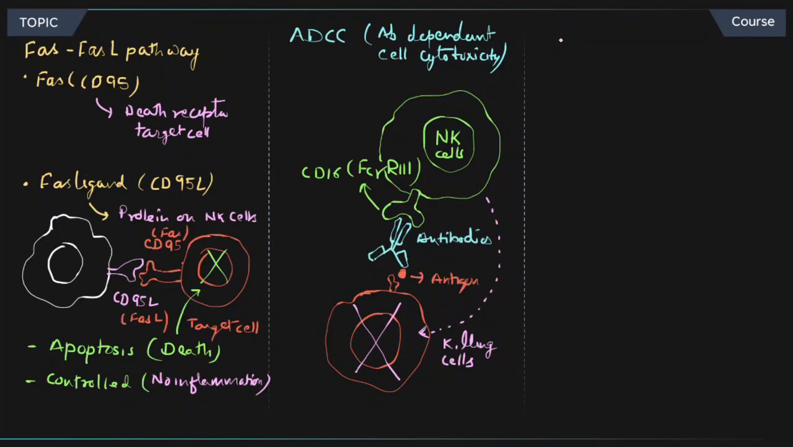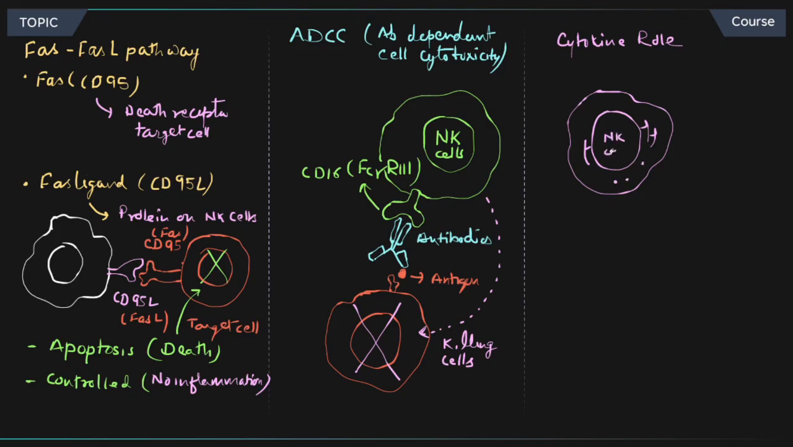Next one is cytokine associated NK cell function. So what is the role of cytokines? NK cells also produce different cytokines. Let's talk about one of the important cytokines that is released by the NK cell. As I told you, it can produce different cytokines. So let me write it down. Cytokines will be produced, and the important cytokine that is produced is IFN gamma, interferon gamma. Interferon gamma is one of the important cytokines that is produced by NK cells.